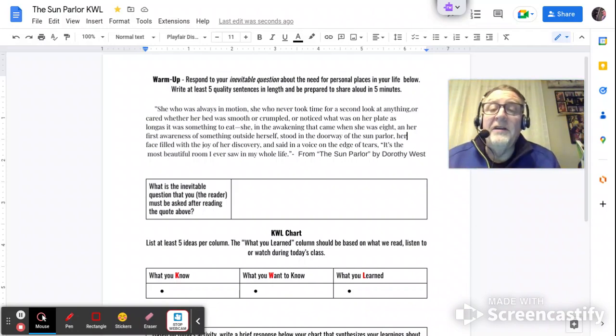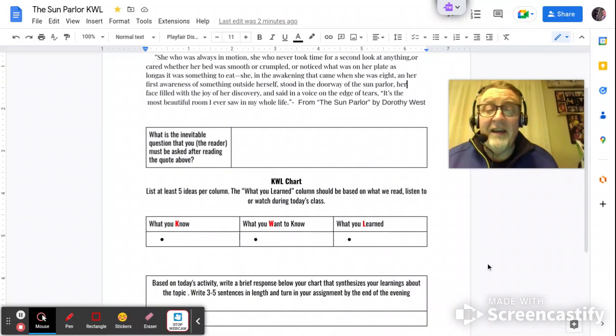So the first part of my lesson when I do a KWL is this warm up, and it'll be a quote from the writer or from the story. I pick a quote that implies an inevitable question, a question that you as a reader should be asking. So after you read this quote from the Sun Parlor, I want you to write down what you think is the inevitable question. What question is being implied? What question does that lead to? Whatever that question is, think about your analysis questions when you do this. What is it? Why does the writer choose it? How does this apply? Think about questions like that and then just leave that.